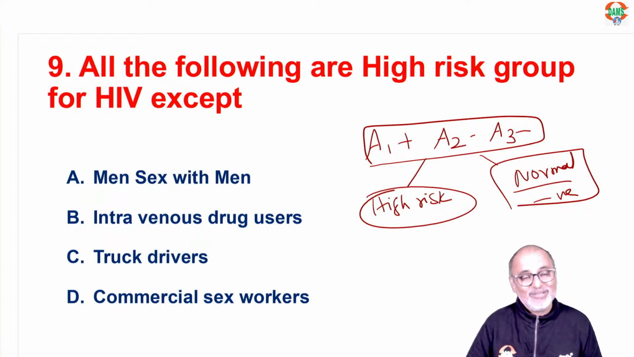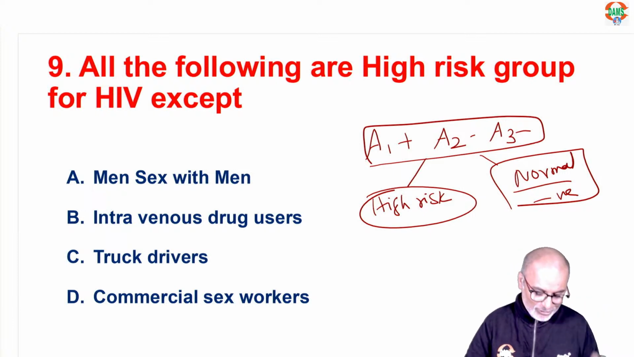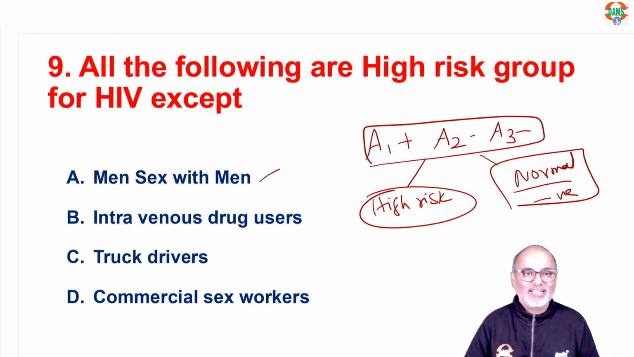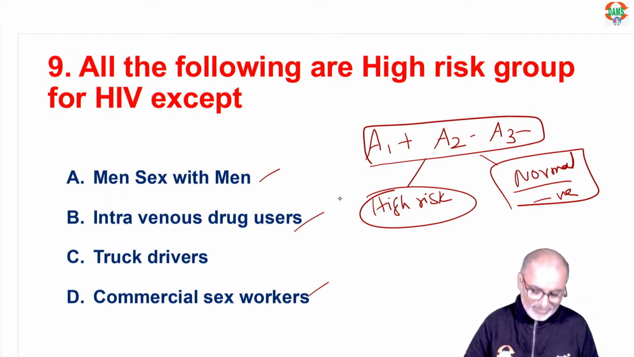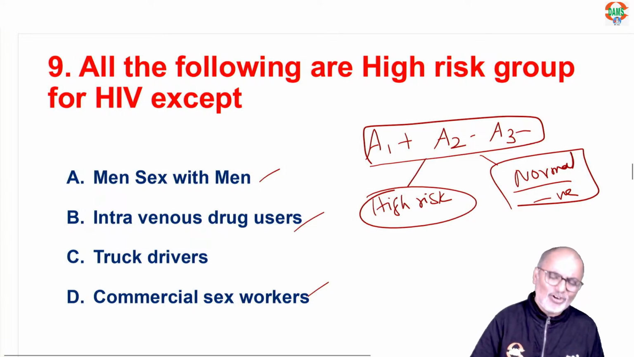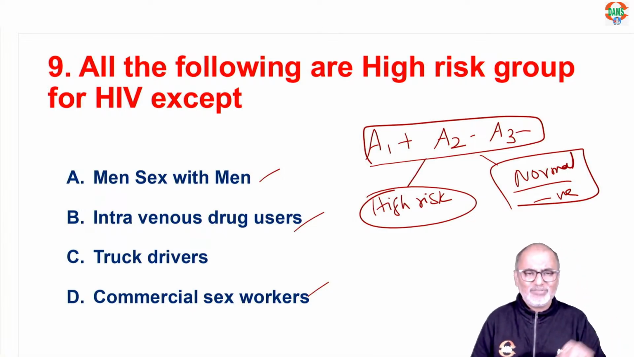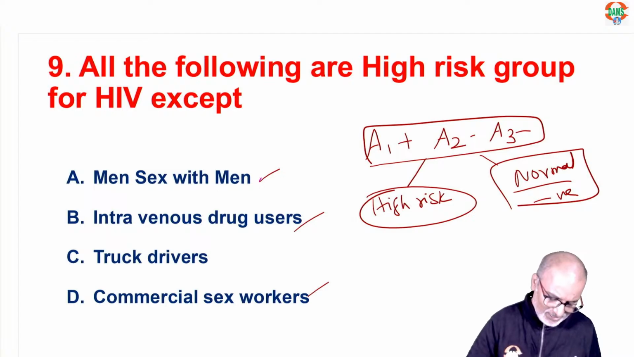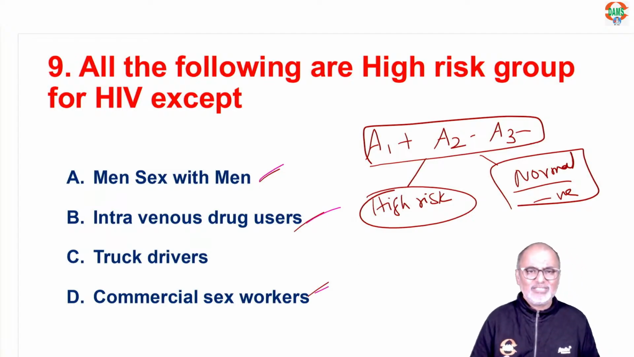Okay. Remember, homosexuals, men who have sex with men, commercial sex workers, intravenous drug users, people in asylum. These people are high risk people. Even truck drivers are also high risk. But comparing with this, these people directly get the infection. Truck drivers, we call them a bridging population. They are normal people. They are the people who spread the disease from infected people to normal people.